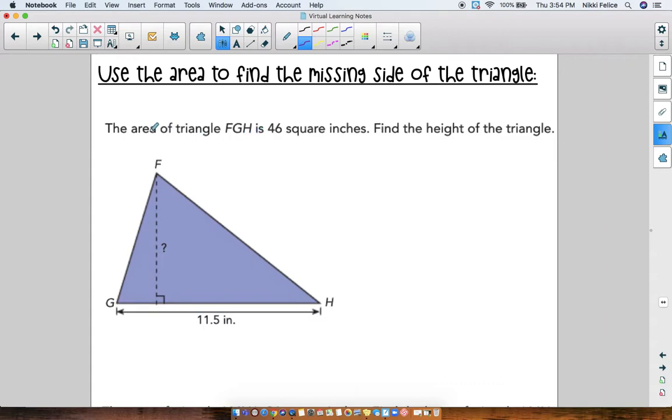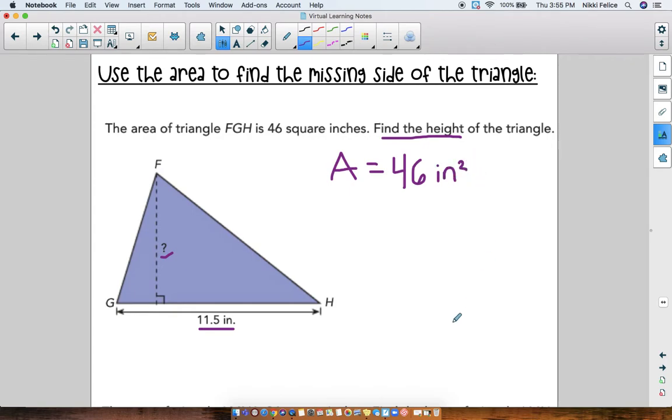So let's look at our first example here. And before I even read the problem, what do I see? Well, I see there's a base of 11.5 inches, no height. I don't know what that is. So we are trying to find the height of the triangle in this problem. The area of triangle FGH, that's this triangle FGH, is 46 square inches. Okay, so we already know the area. The area is 46 square inches. That's cool.